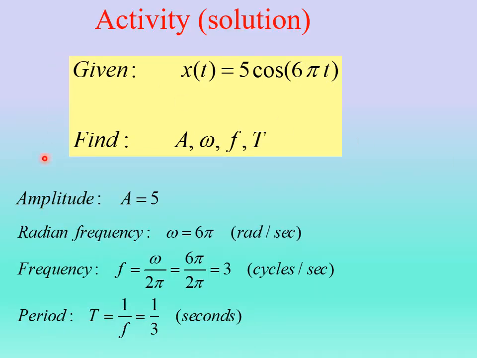All right, so the solutions: the amplitude is found just by inspection, that's 5. The radian frequency is also found by inspection. Remember, omega is the number that is multiplying t. So omega is equal to 6 pi, and the units, of course, are radians per second. The physical frequency we get from taking omega, which is 6 pi, and dividing it by 2 pi. So we get 3 cycles per second. And finally, the period T is just 1 over f, so 1 over 3 gives us 1/3, or 0.333 seconds.